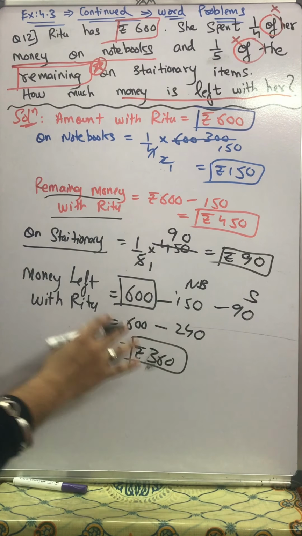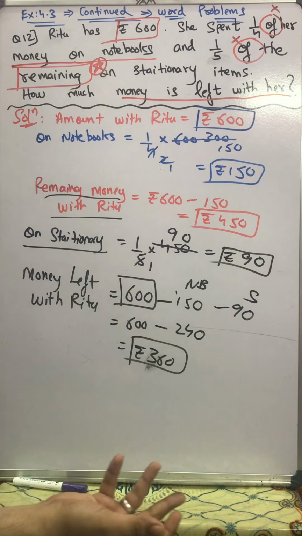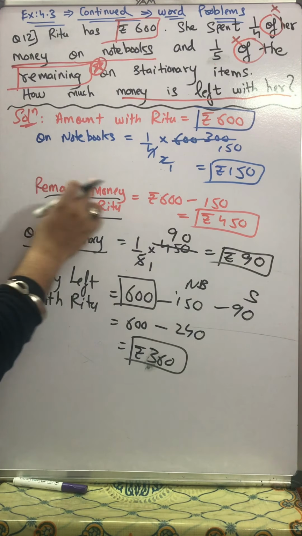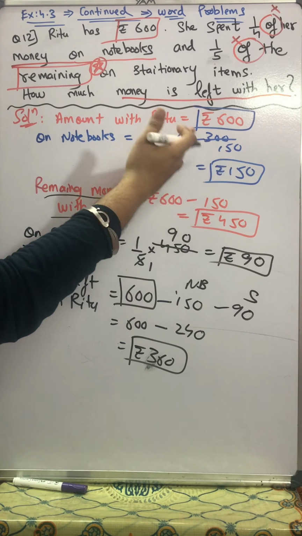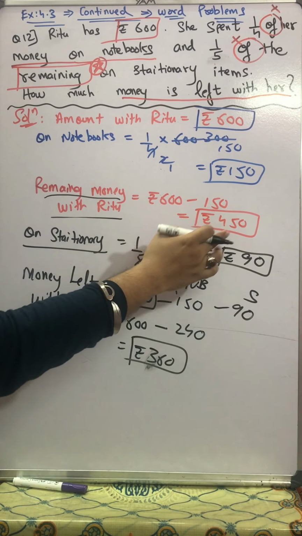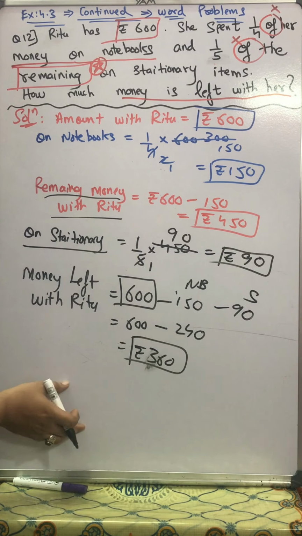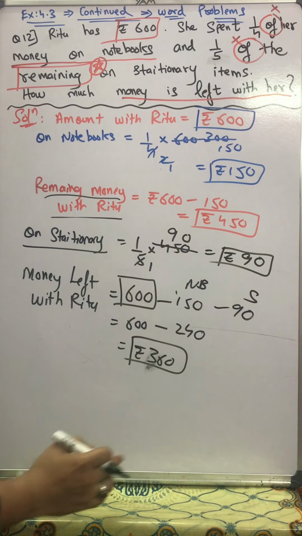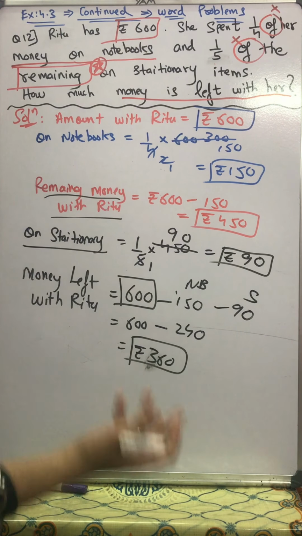This is one way of doing it. The other way, I'll just explain orally. You can even do it like this. If we deduct the expenditure of 150 for the notebook, she was having remaining money 450. And out of that 450, she spent rupees 90. So we can also do it like this: 450 minus 90, and the answer will be the same, rupees 360. You can do it that way around also.